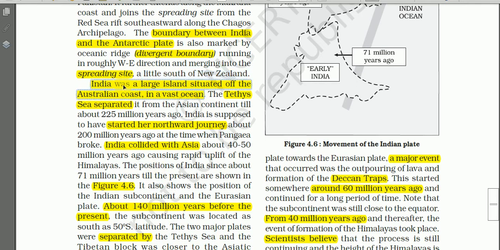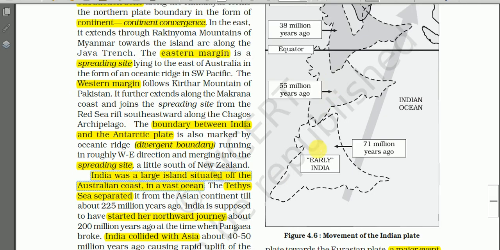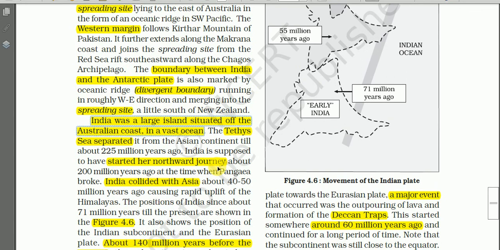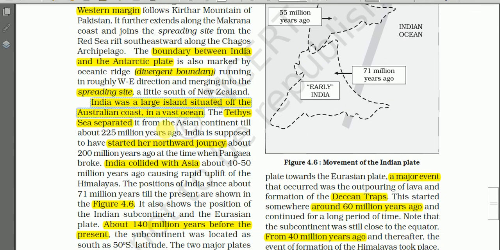India was a large island situated off the Australian coast in a vast ocean. Just see here, India was an island situated off the Australian coast, nearby Australia, in a vast ocean. The Tethys Sea separated it from the Asian continent till about 225 million years ago.